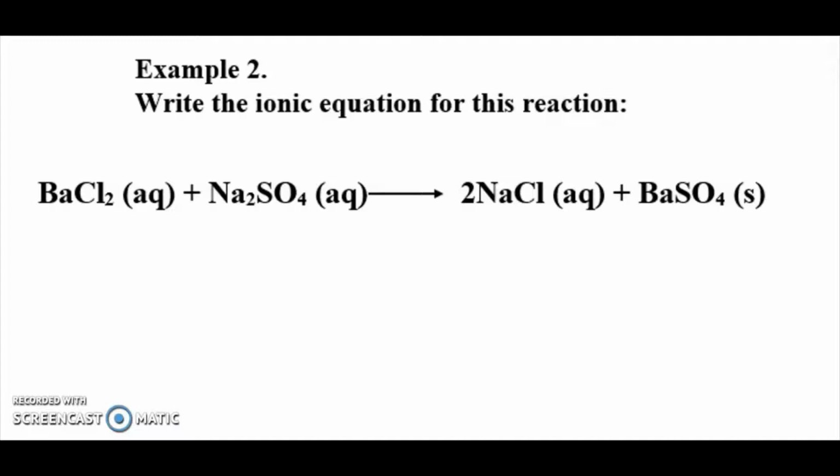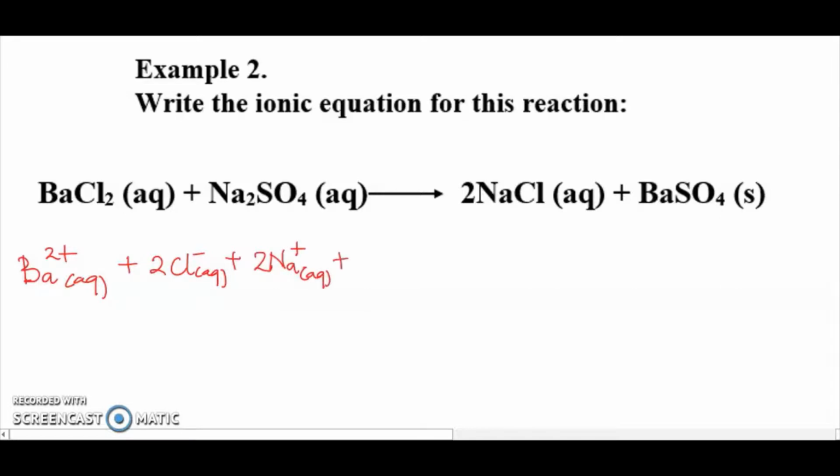Barium chloride aqueous plus sodium sulfate aqueous to form sodium chloride aqueous plus barium sulfate solid. So get the periodic table, look up barium. Barium is in group 2. So what should be the charge on the barium ion? Definitely plus 2. So here we go. Ba 2 plus aqueous plus, here we have 2 chlorine atoms, so we form 2 chloride ions, 2 Cl minus aqueous plus 2 sodium atoms, so we have 2 sodium ions aqueous.